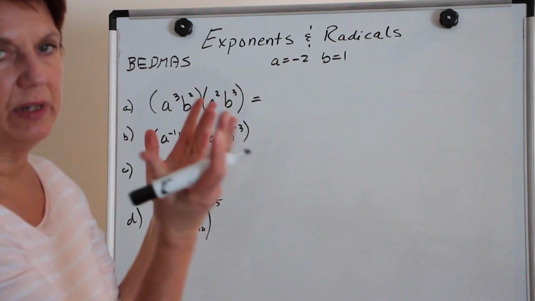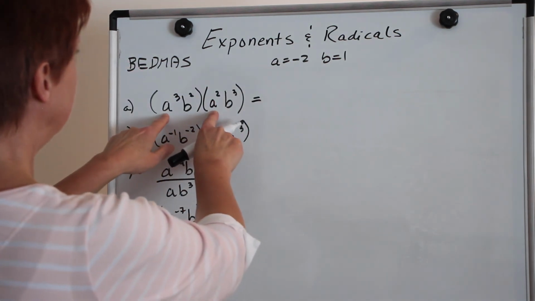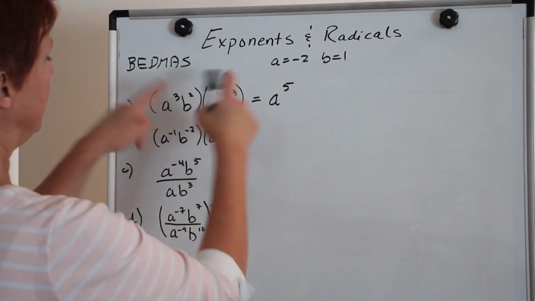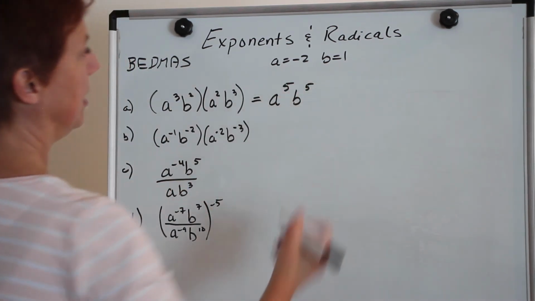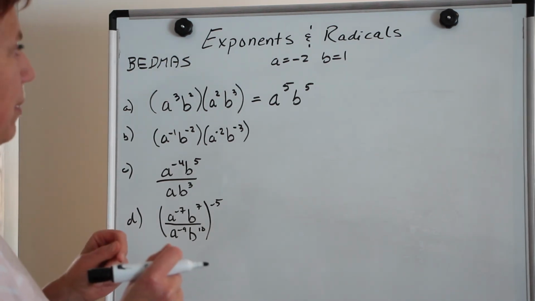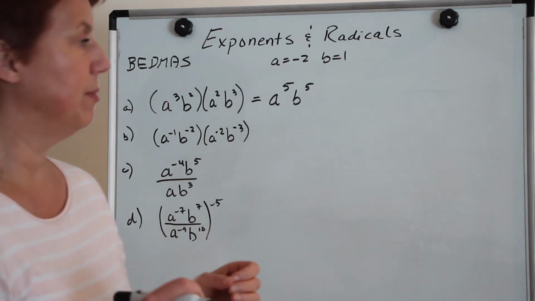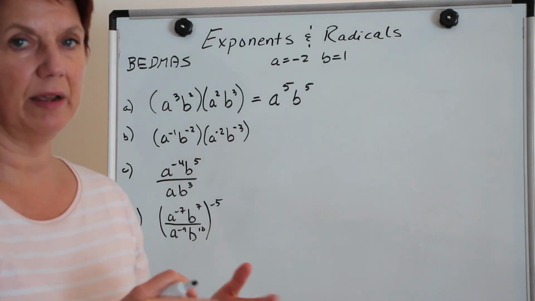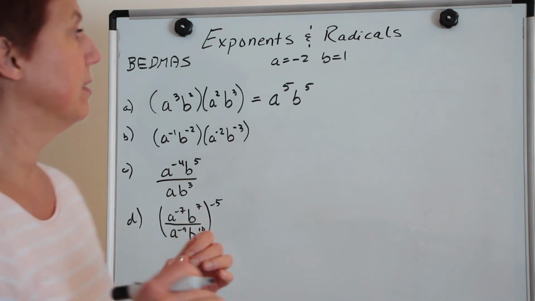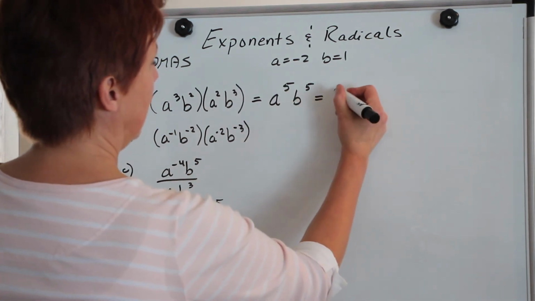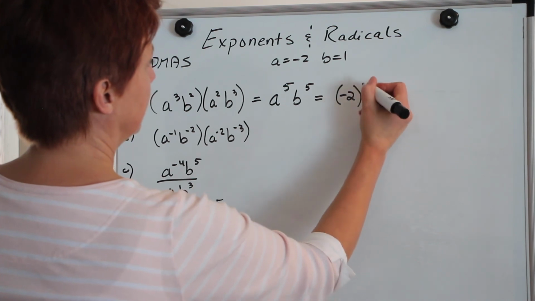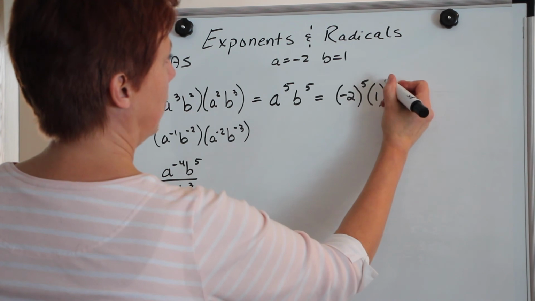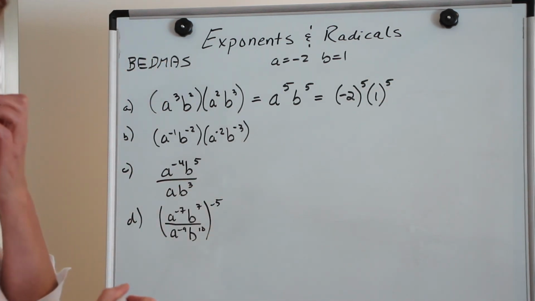So this is all being multiplied. Doesn't matter how it's written out, it's all being multiplied. So a to the power of 3 times a to the power of 2 is a to the power of 5. And the b's have the same exponents, so that's b to the power of 5 as well. Now when we're substituting numbers for variables, no matter whether we're raising them to exponents, subtracting, adding, multiplying, whatever, we're going to use brackets for those numbers. So the a is -2, and that's to the power of 5. The b is 1 to the power of 5.